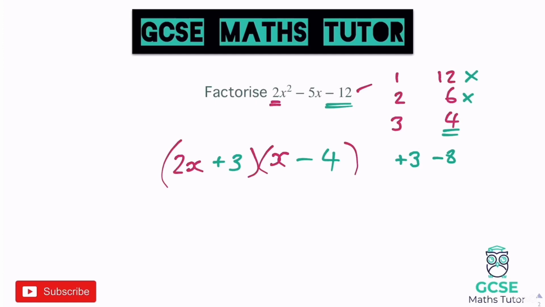Just remember as well, it could say actually to solve something like this, and you can solve by factorising. If it did say the word solve, then we'd have two solutions here. For this right bracket, it's nice and easy, just flip the sign, we'd have x equals 4.